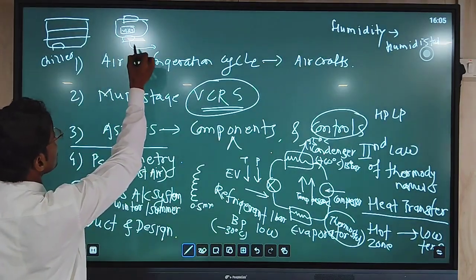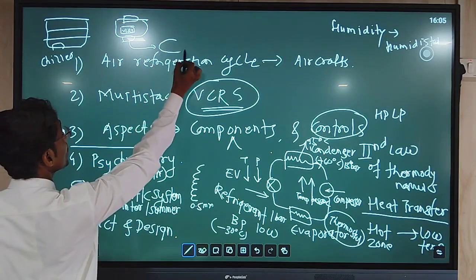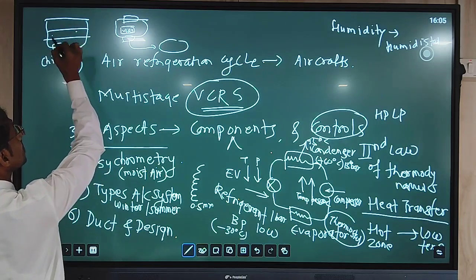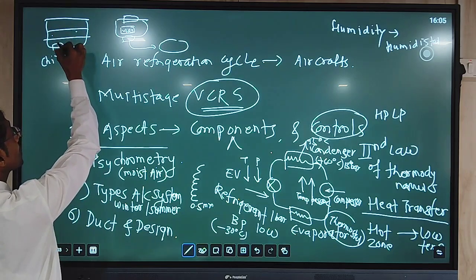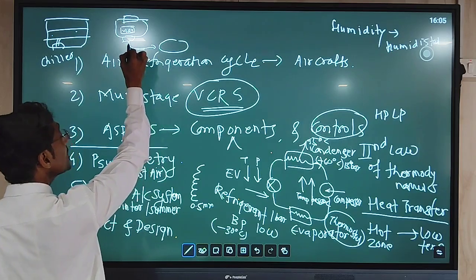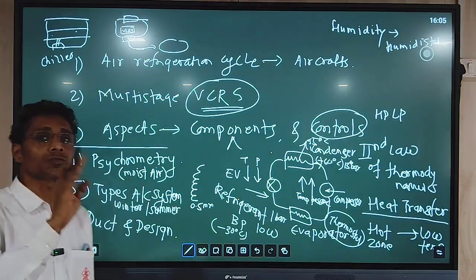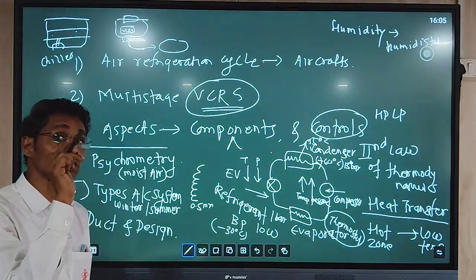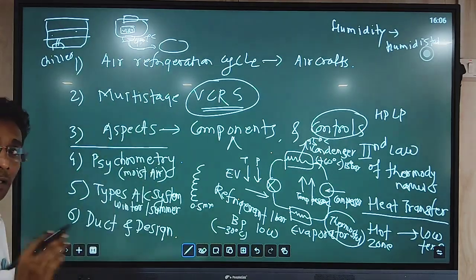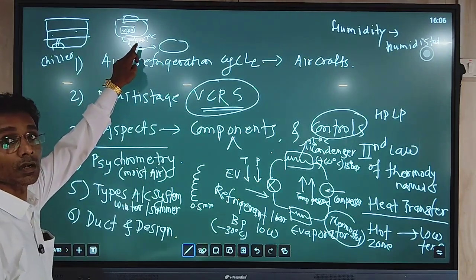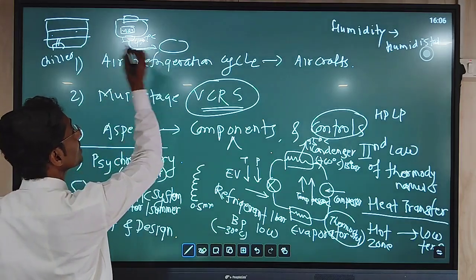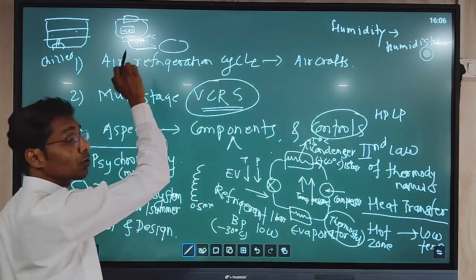Here the space which is to be cooled is away from the chiller. Suppose these are different rooms or locations. To these locations, chilled water is carried. Chilled water means water at a temperature of about 4 to 7 degrees Celsius. At that level, the temperature of water is dropped by using VCRS, and this chilled water is carried through pipelines by centrifugal pumps.